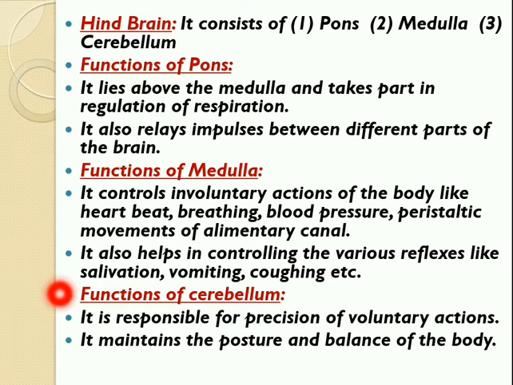And the function of cerebellum: it is responsible for precision of voluntary actions of the body. It maintains the posture and balance or equilibrium of the body.